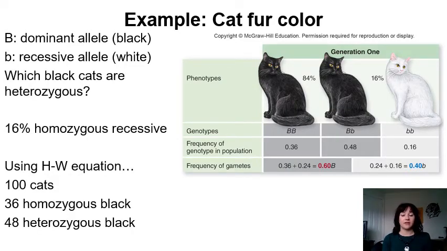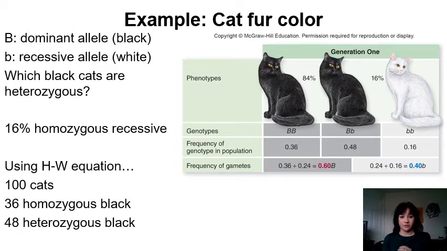So let's look at this equation or this principle in use. In the case of cat fur color, we're going to say that the black allele for the fur color gene is the dominant allele, and the recessive allele for fur color is white. So we have one gene for fur color, and we have two variants. One is dominant, that's going to result in black fur, and the other is the recessive allele, that's going to result in white fur.